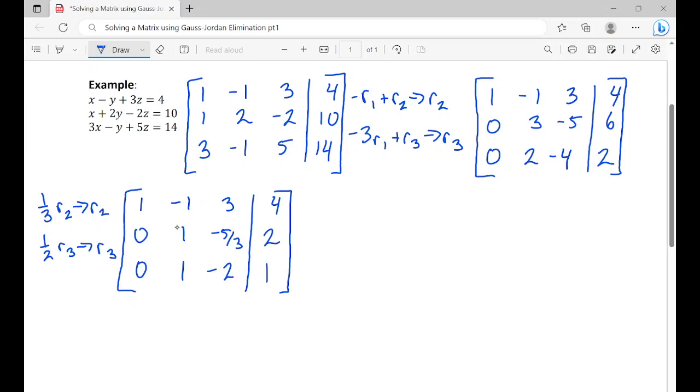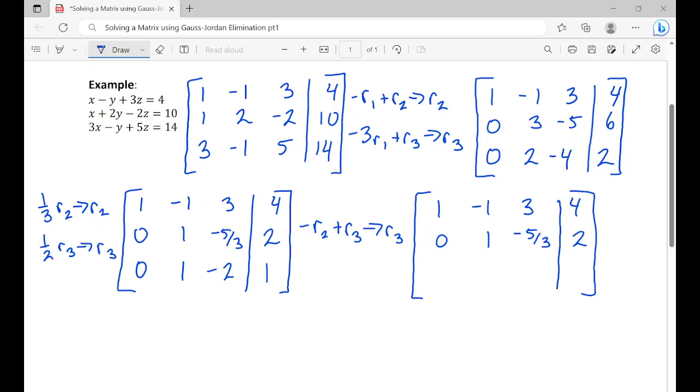Looking good. Now that I have this as a 1, I'm going to multiply this entire row by a -1 and add it to row 3 to get a new row 3. So negative row 2 plus row 3 gives me a new row 3. That means row 1 and 2 stay the same. So 1, -1, 3, 4, 0, 1, -5/3, 2.